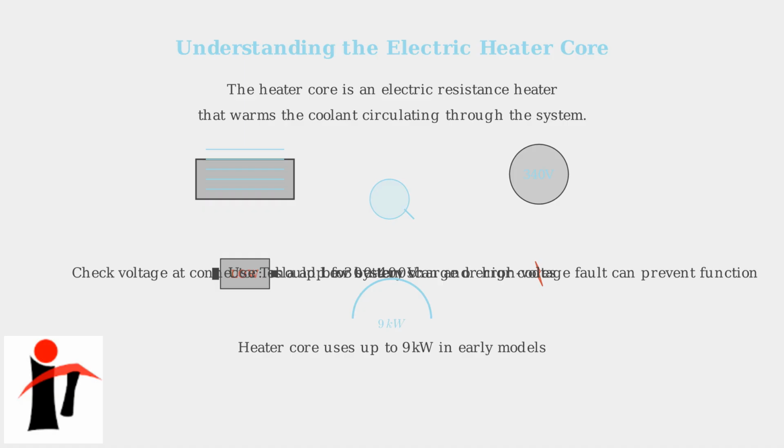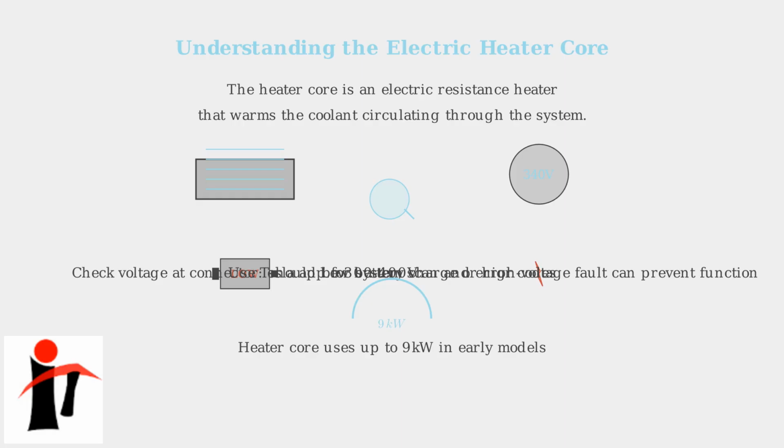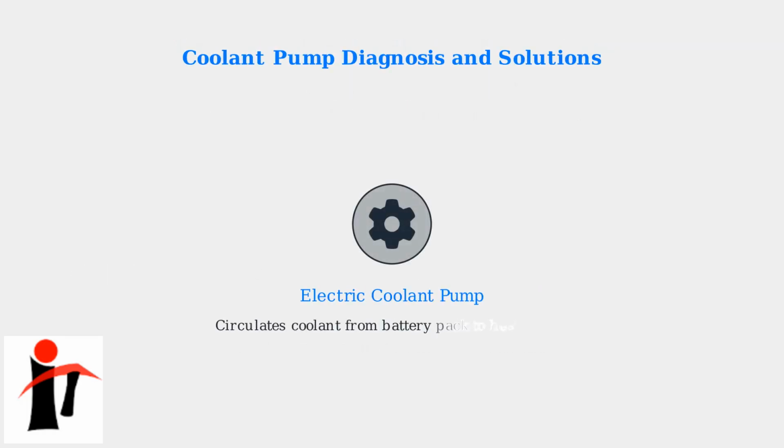To visualize how this fits into the overall HVAC system, here is a diagram showing the air movement and component layout. The heater core works in conjunction with the blower motor and ducts to deliver heated air to the cabin. The electric coolant pump is a critical component that circulates coolant through the heater core to provide cabin heat. This high-voltage pump draws power from the battery pack and ensures the coolant loop functions properly.